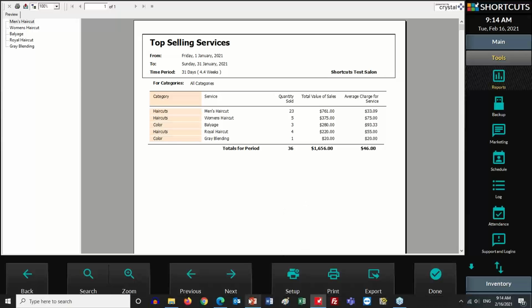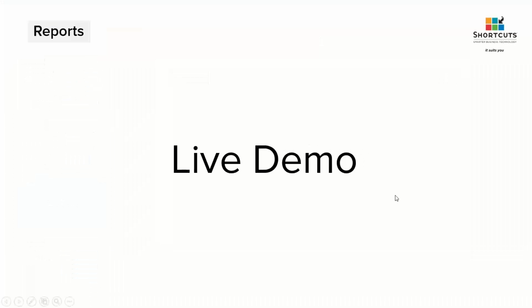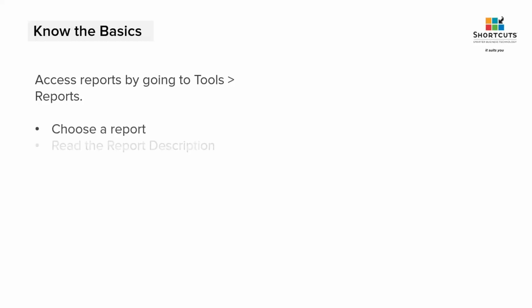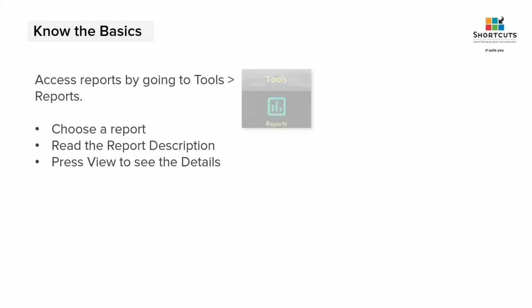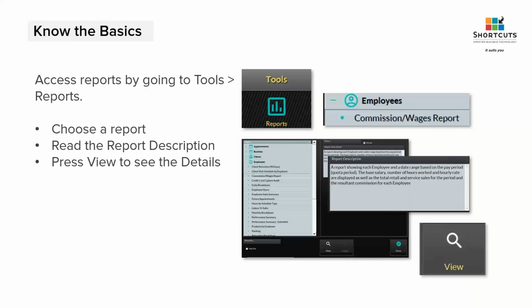So let's go back to the presentation. So that's how you make sure that your service categories are reporting correctly into the individual reports. So remember, when you're running a report, look at your options.